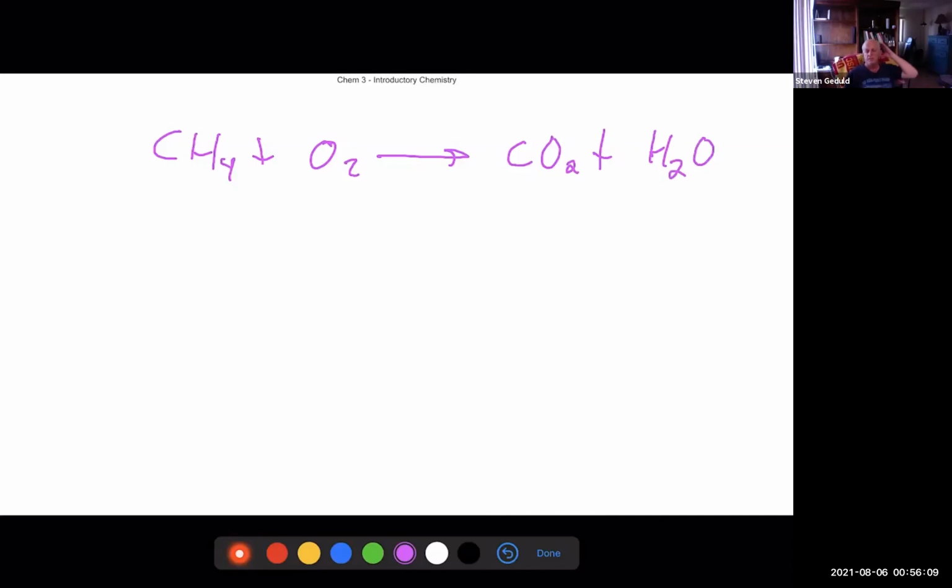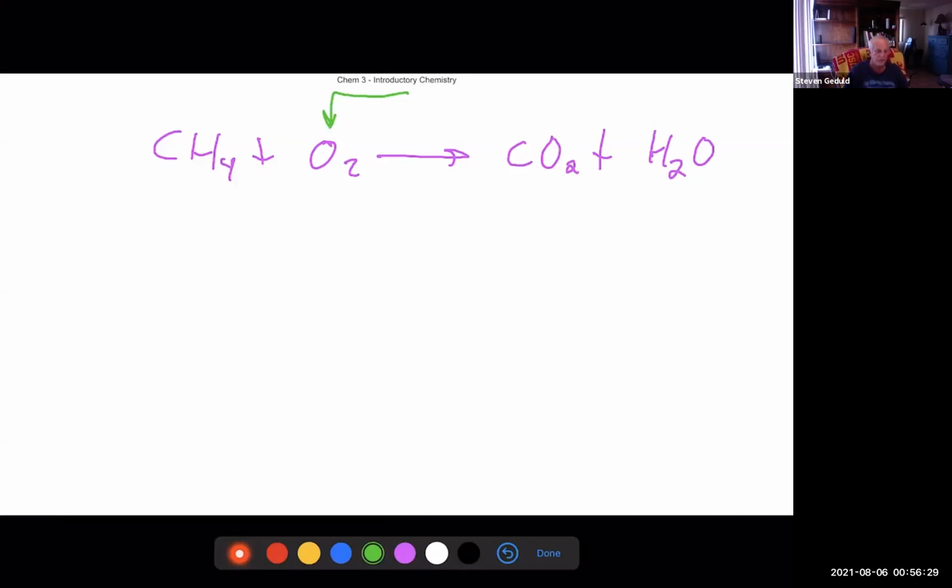Now to balance them, there's a trick. Always, if there's an element by itself, and there is an element by itself, we have oxygen, which just has oxygen. All the other ones have a combination of elements in them. If it's by itself, leave it to the end. That just makes it so much easier to balance.